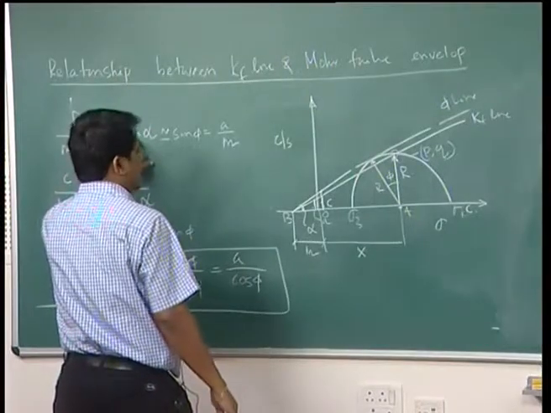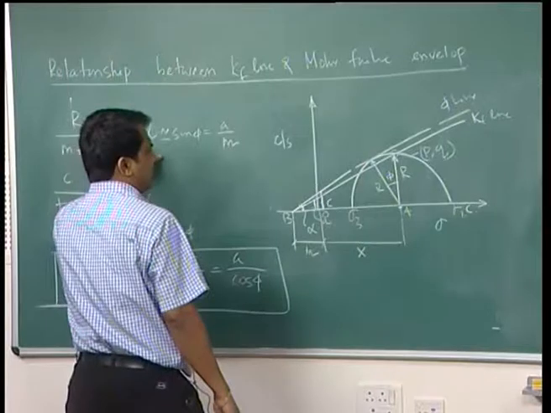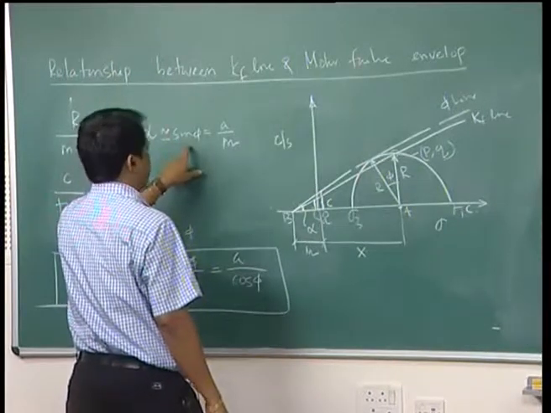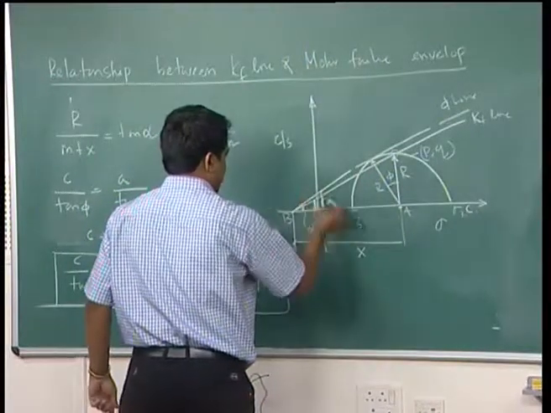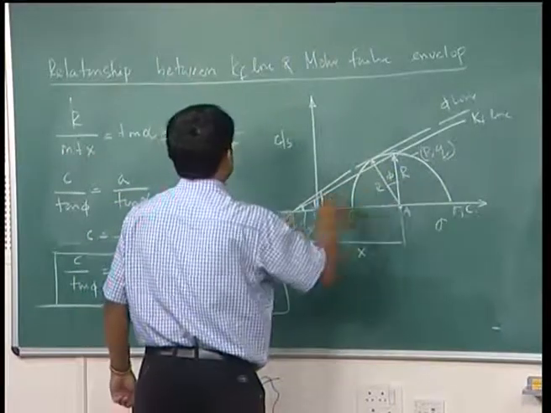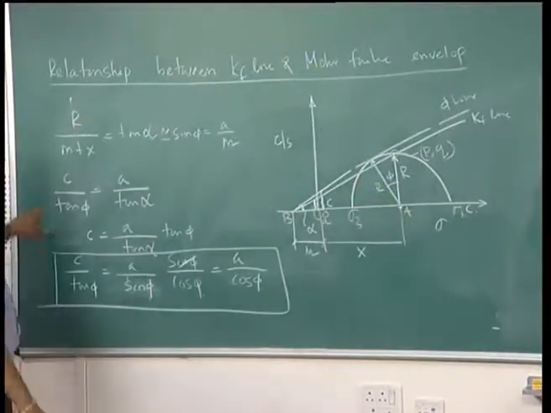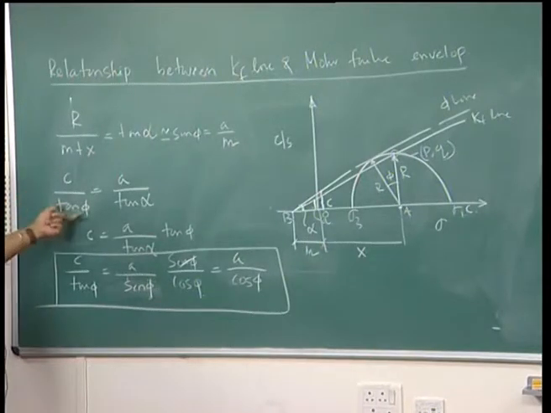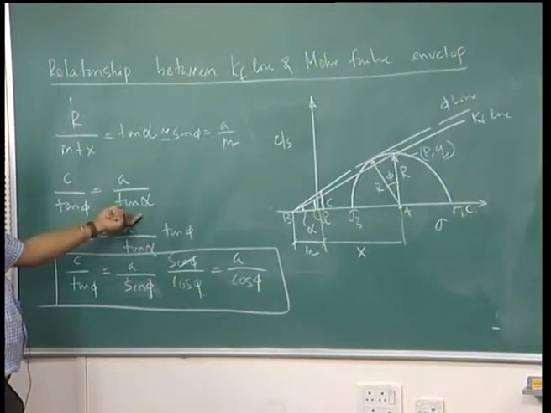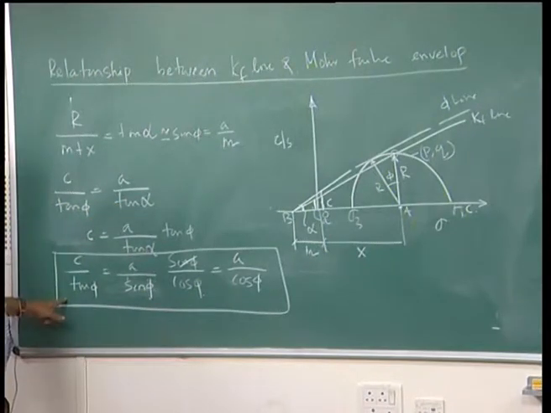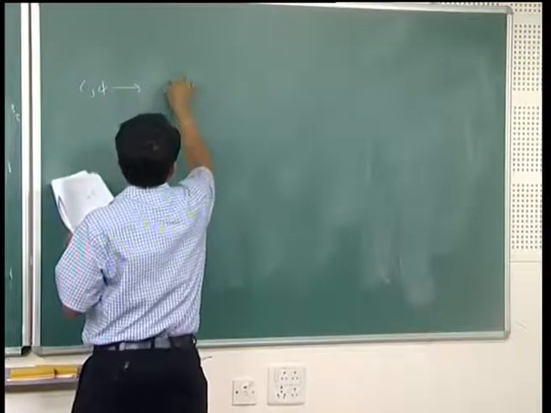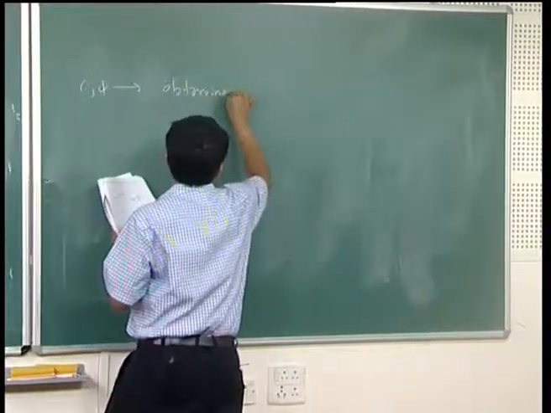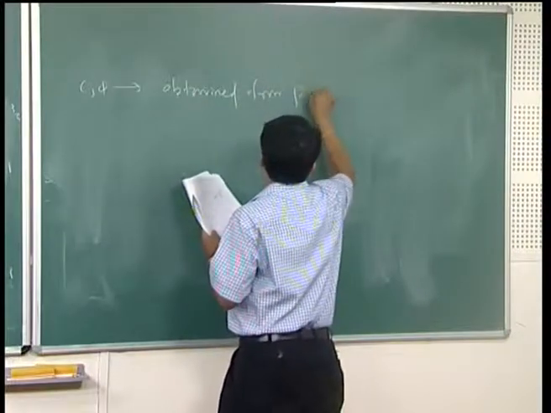Sometimes in soil mechanics alpha is very small and it may be taken as phi, which is equal to sin phi. If I write it in terms of sin phi, which is nothing but A by M, these are two similar triangles. So C by tan phi is equal to A by tan alpha, and from there C by tan phi is equal to A by cos phi. So C and phi can be obtained from the PQ diagram.